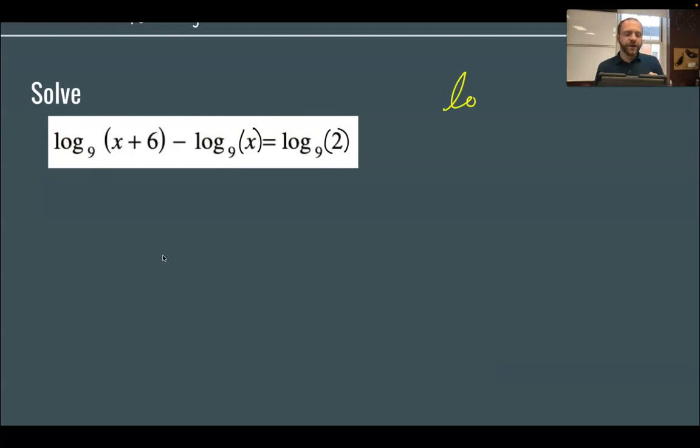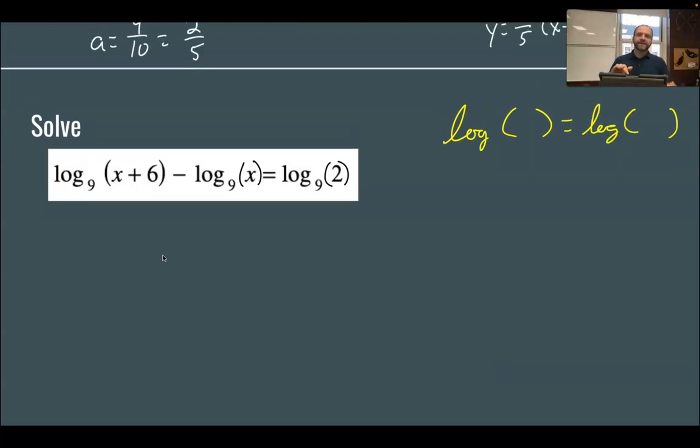They have to either be a log of something equals the log of something, with no plus signs, no minus signs, no exponents or coefficients. In that case, you can cross out the logs. Or you can have log of some base equals a number. In that case, you have to go to exponential form.